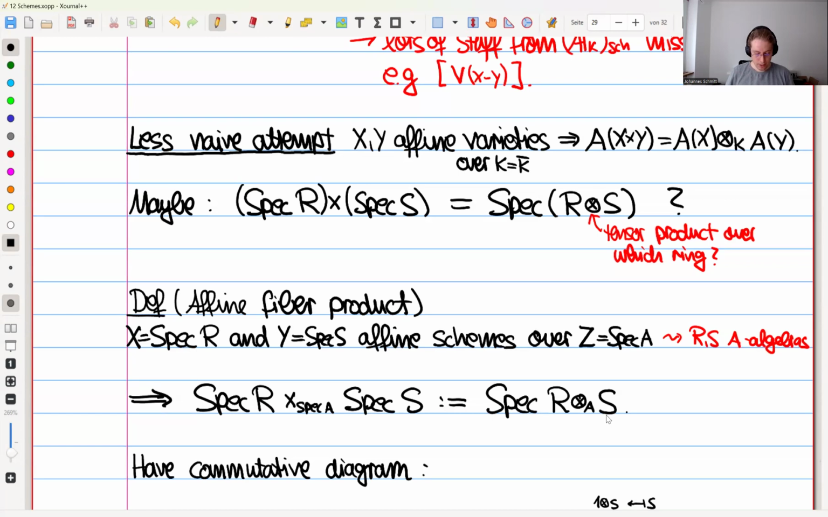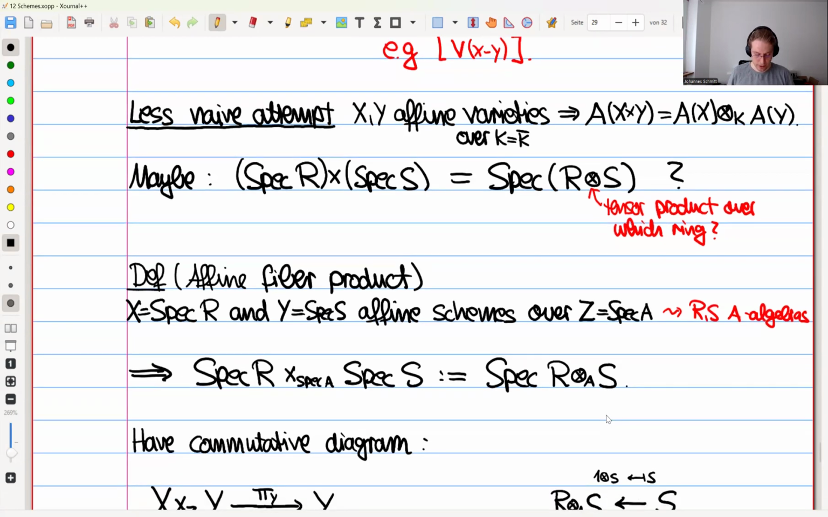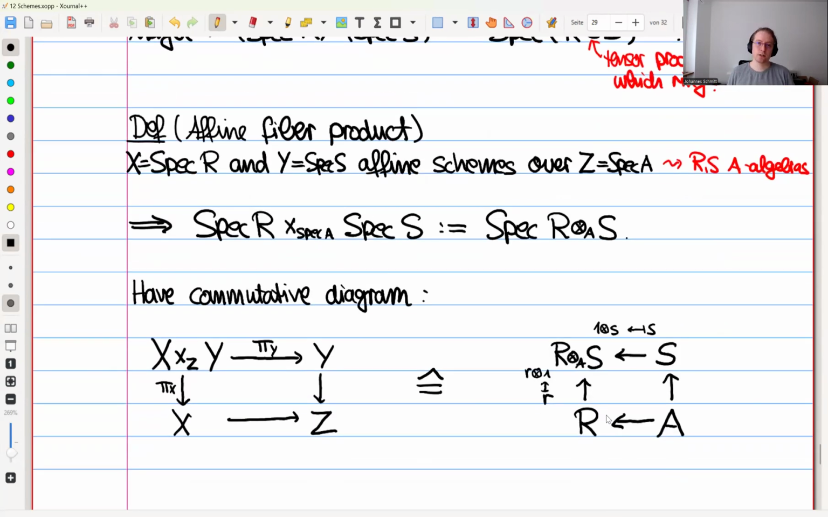So that's the full definition. And then at least we get out of this a nice commutative diagram, actually. Because, well, let's start on the right-hand side. We have R and S are A-algebras, so somehow we have homomorphisms from A to R, A to S. And then also we have this fourth ring, R tensor over A with S.